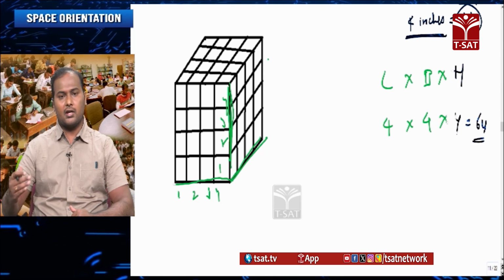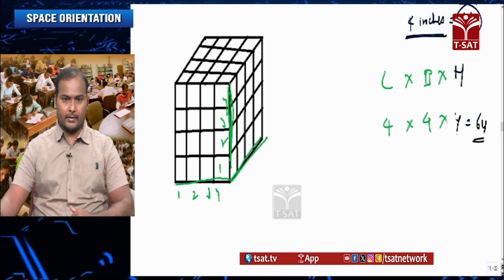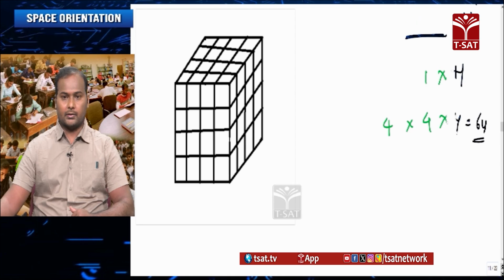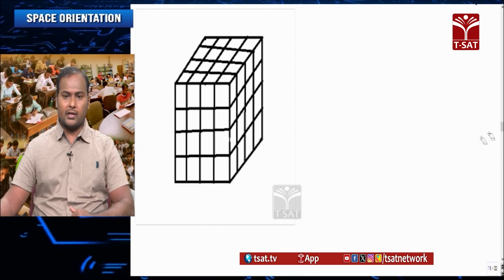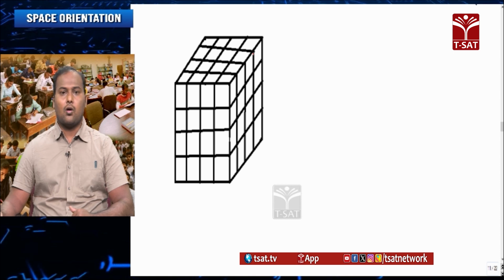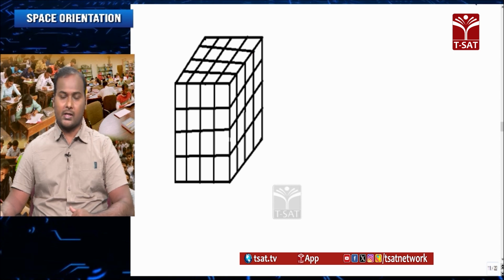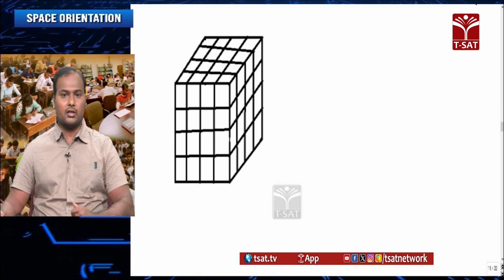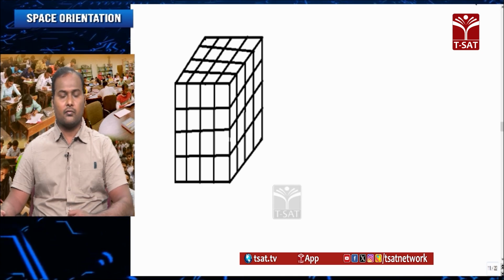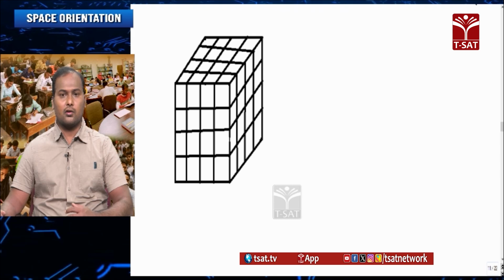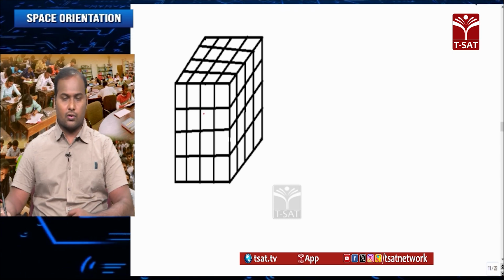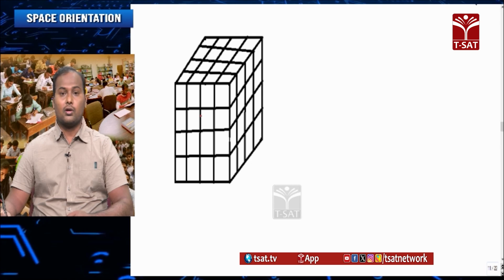Now the question is, imagine now the entire cube is painted. Once the entire cube is painted with any color, so imagine I am taking red. Now the question is, how many small cubes will have only one side paint? How many small cubes will have only two side paint? How many small cubes will have three side paint? How many small cubes will have four side paint? How many small cubes with zero side paint also?